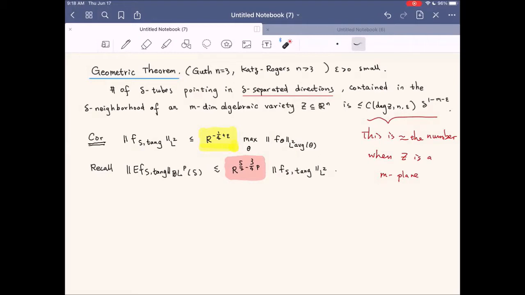So one tricky part when we apply polynomial partitioning is that we have to deal with the neighborhood of the polynomial. But this geometric theorem says that in some sense, we can view this neighborhood as if it was flat.